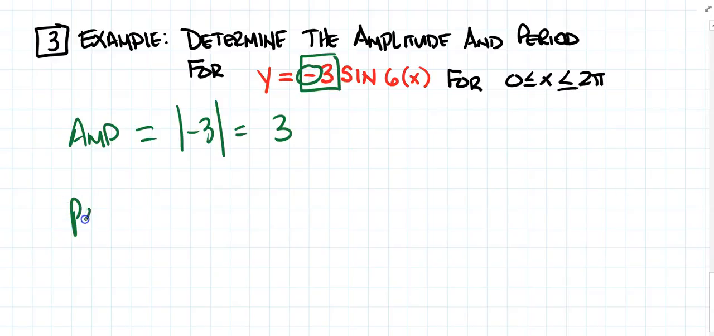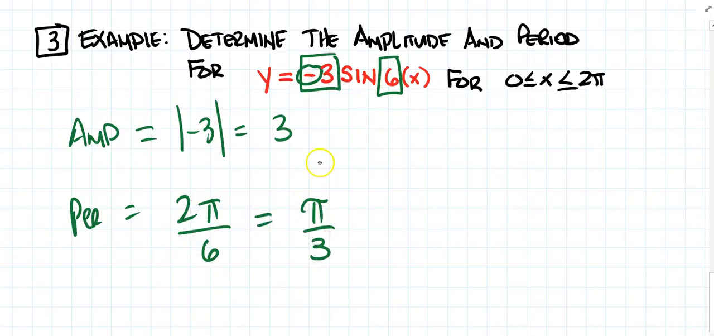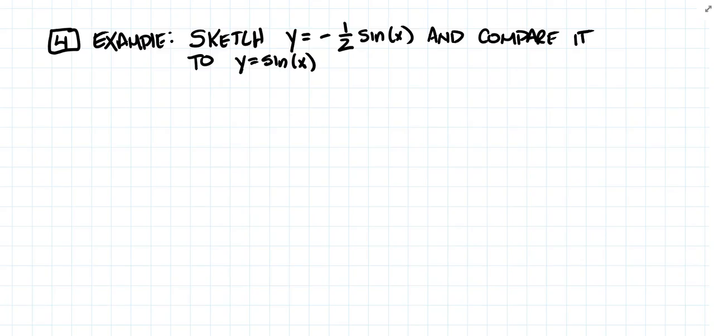Then the period. The period is equal to, I look here, I look at the number between the trig function and the variable. I take 2 pi and I divide it by that number, divided by 6, so I would get a value of pi over 3. So the amplitude would be 3 and the period would be a value of pi over 3. Okay, last box, let's do an example together.